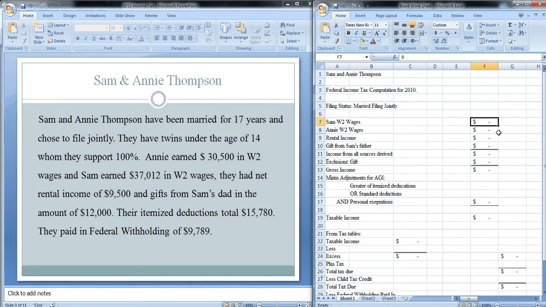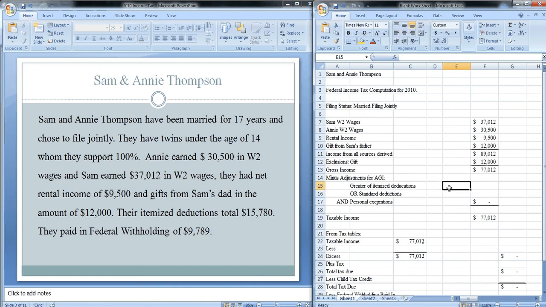And then Sam's wages were $37,012. Annie's wages were $30,500, and the rental income was $9,500. And the gift, we're going to include it in this pre-worksheet, but then later on we're going to exclude it. This is the tax equation that we're going through.